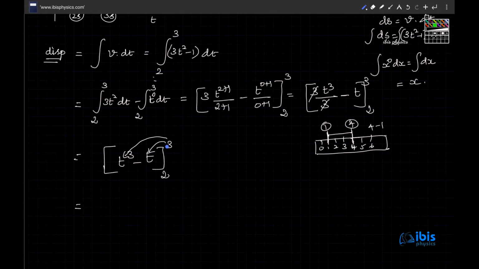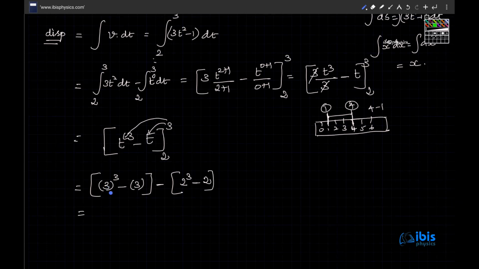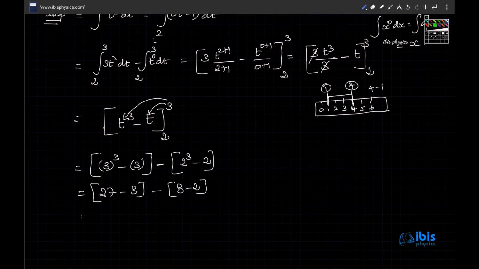So first, in place of t you substitute 3. It is 3 cube minus 3. The whole thing we have to put minus the value at 2. In place of t now substitute 2: it is 2 cube minus 2. So 3 cube is 3 into 3 is 9, 9 into 3 is 27, minus 3, minus 8 minus 2. So 27 minus 3 is 24, minus 8 minus 2 is 6, which is equal to 18.